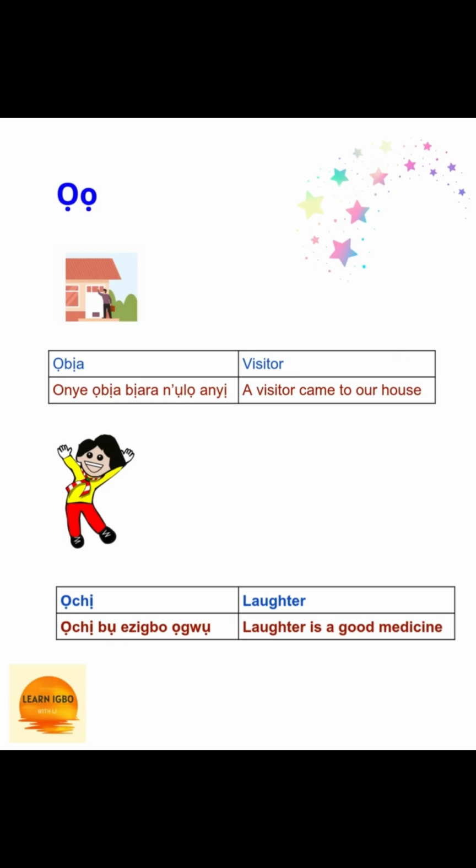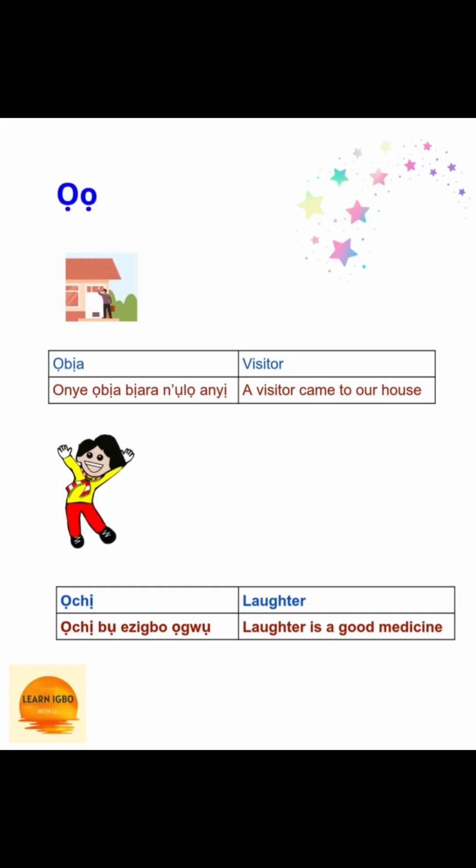Example number 1. Obia. Visitor. Used in a phrase or sentence: Onye ọbịa bịara n'ụlọ anyị. A visitor came to our house.